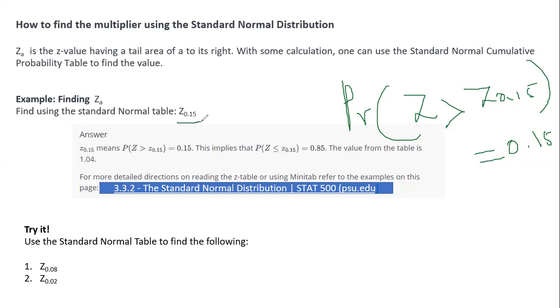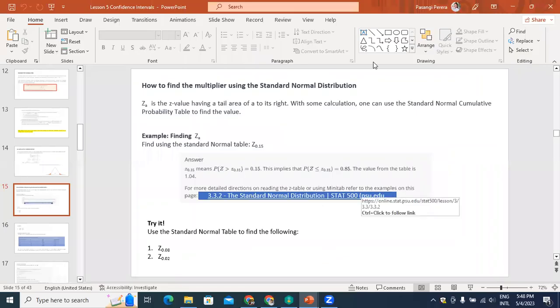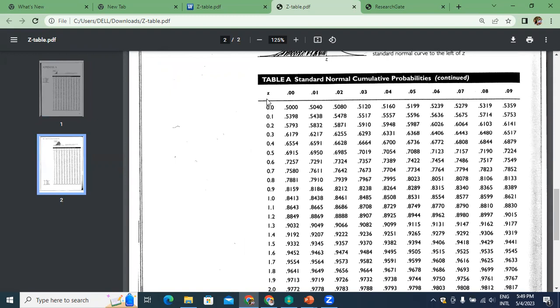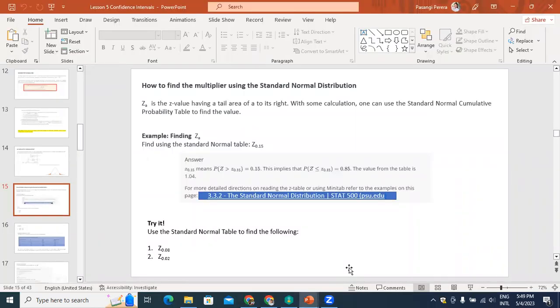Then we look for where Z is 0.15. So for Z 0.15, how do we write the value? Z 0.14, 0.5557. Let's check whether the answer is correct. No, 0.15.